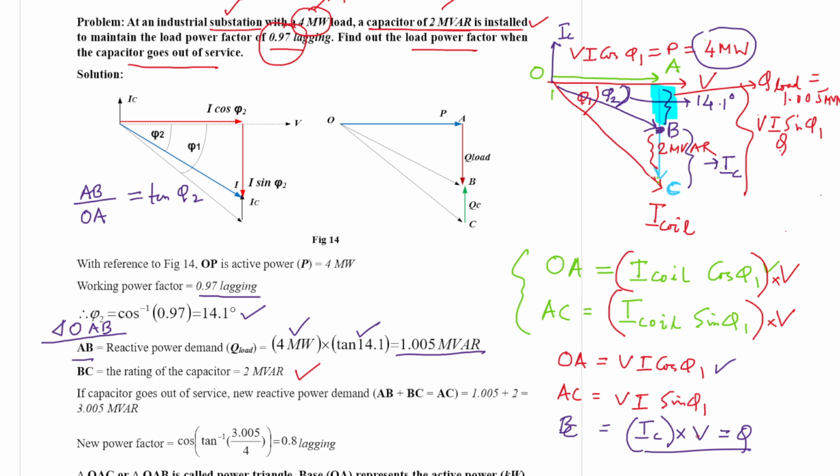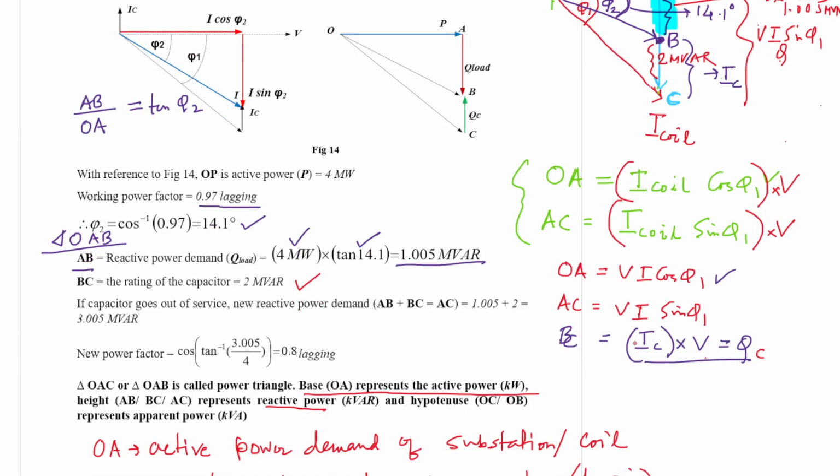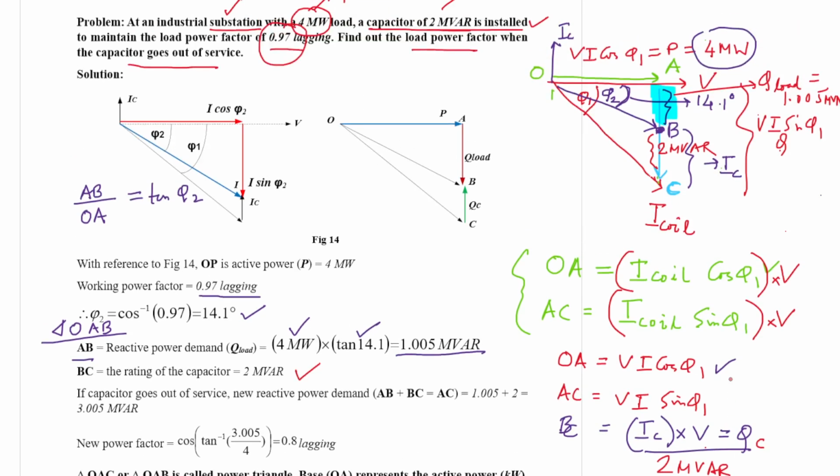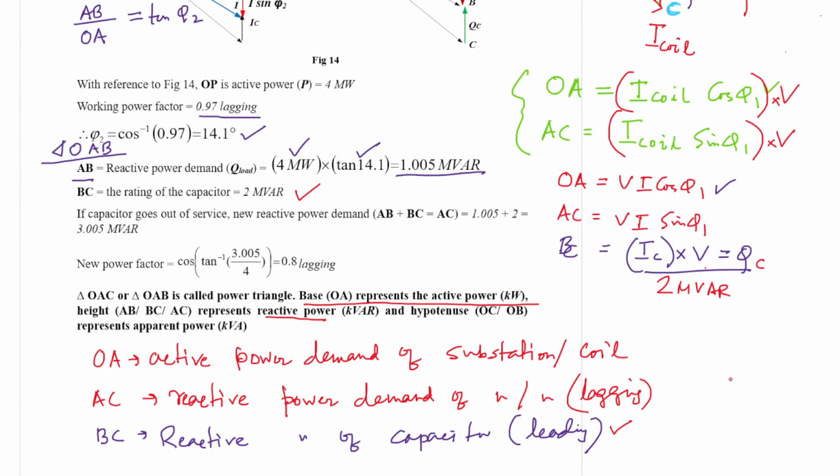Where is this coming from? Because if you multiply this IC with B, it will become QC. IC into B becomes QC, that is the rating of the capacitor, which is equal to 2 megawatt. So if you now add AB plus BC, it will become AC. That means without the capacitor, the demand is 3.005 megawatt. Now if the capacitor goes out of service, it will become 3.005 megawatt.